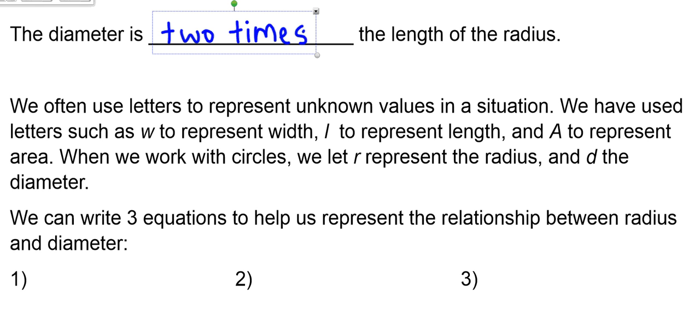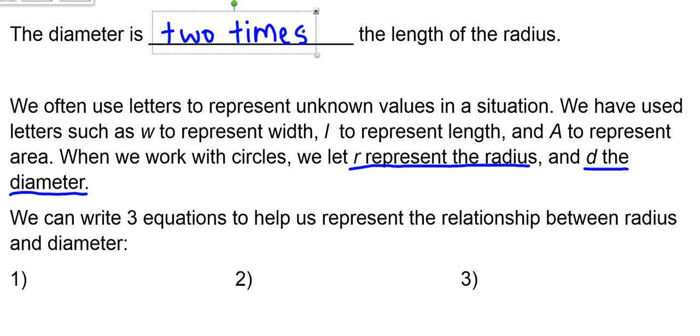When we have equations, we often use letters to represent things that we don't know, or things that are going to change in every question. So we have used letters like this in the past. We've used W to represent width, L to represent length, A to represent area. And when we work with circles, we're going to let R represent our radius and D represent the diameter.